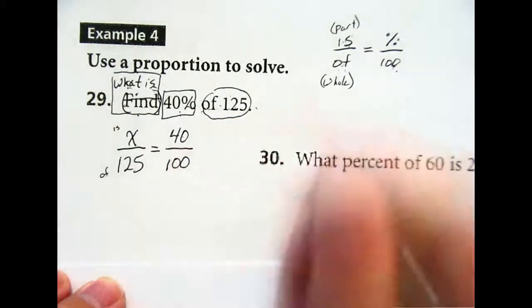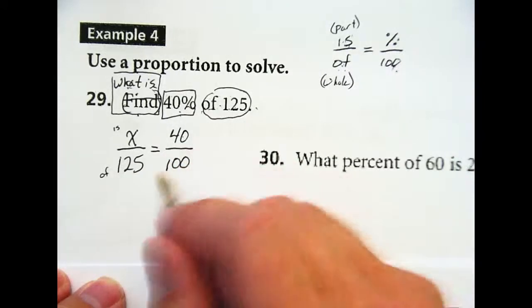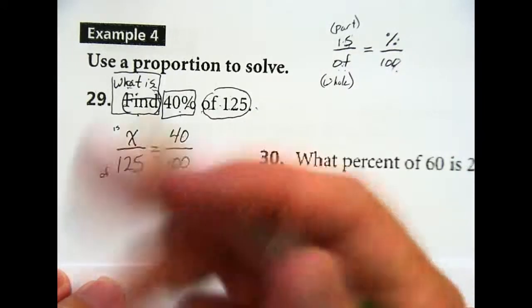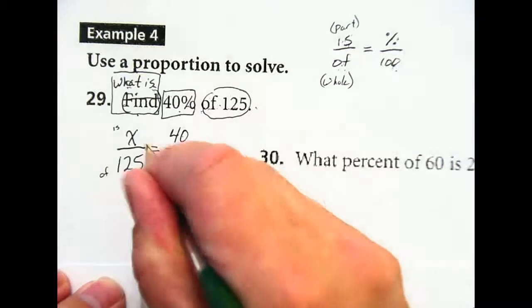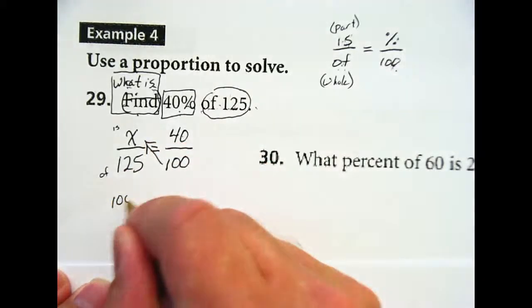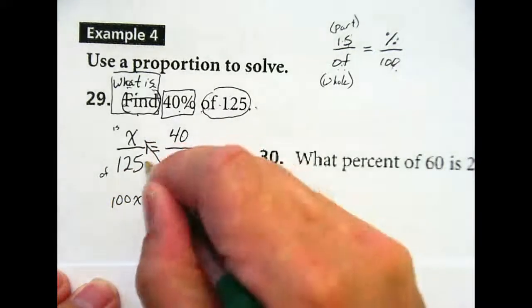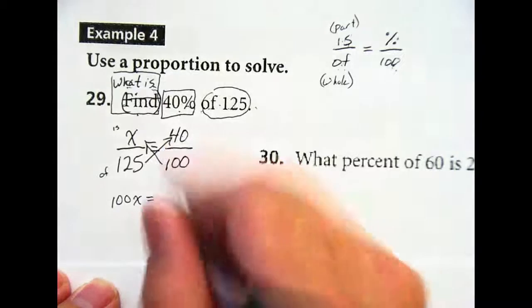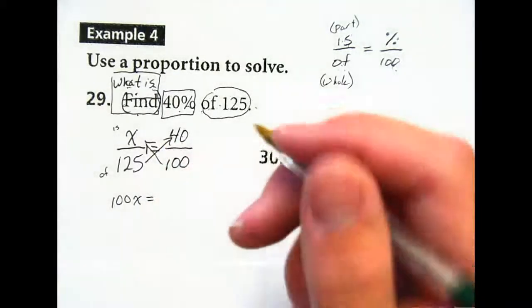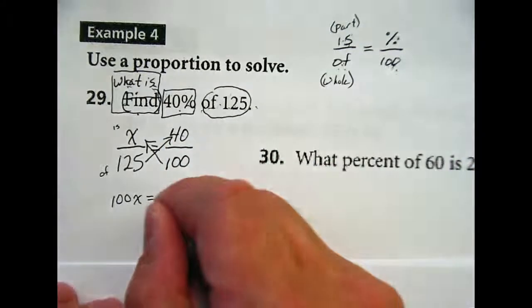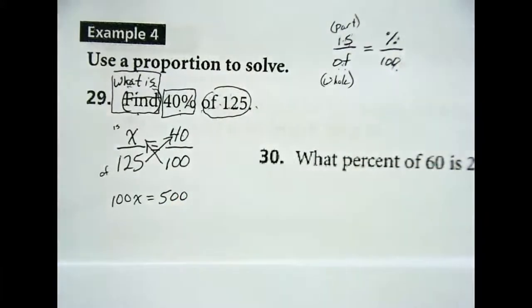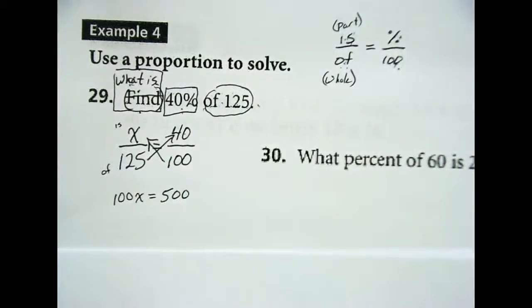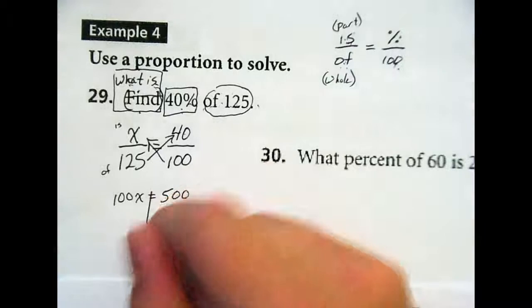How does that relate to what we're doing? Well, how do you solve a proportion? Annalise? Yeah, cross multiply. 100x equals 125 times 40, or 5000. Now, you two have to quit talking. All right, so x equals?